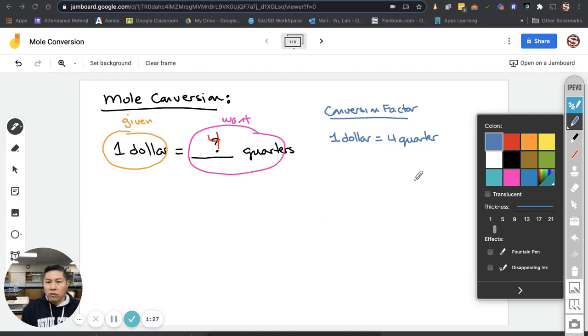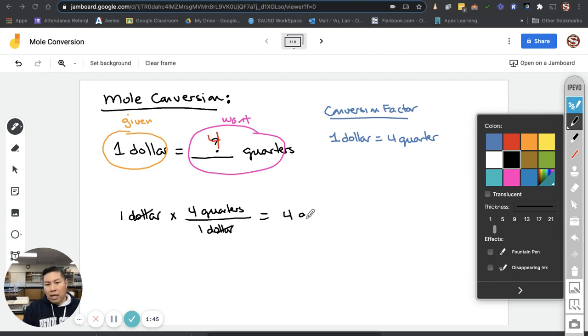So to do this conversion, what you would do is you will start with a given, right, which is $1. And then you would multiply by 4 quarters is in $1. And then you would do this math and dollar would cancel out and what's left would be 4 quarters, right? So this is what you would do in your head or on paper if you didn't do it in your head. Because it's pretty easy. You know how to do this, right?